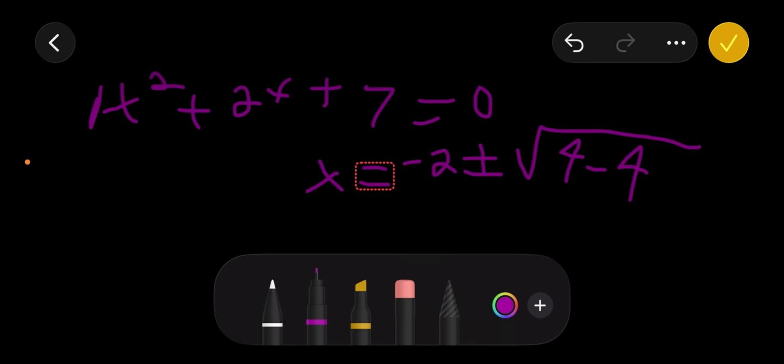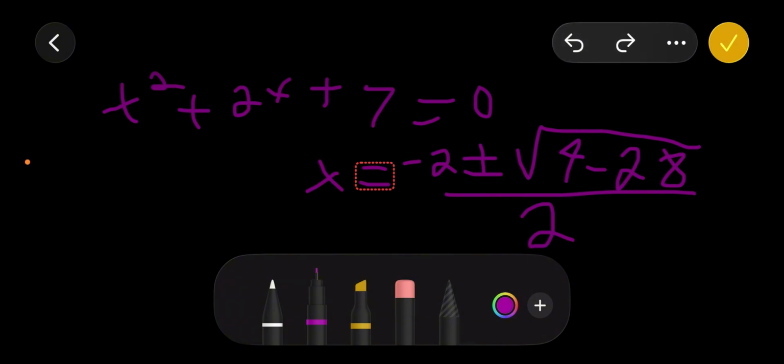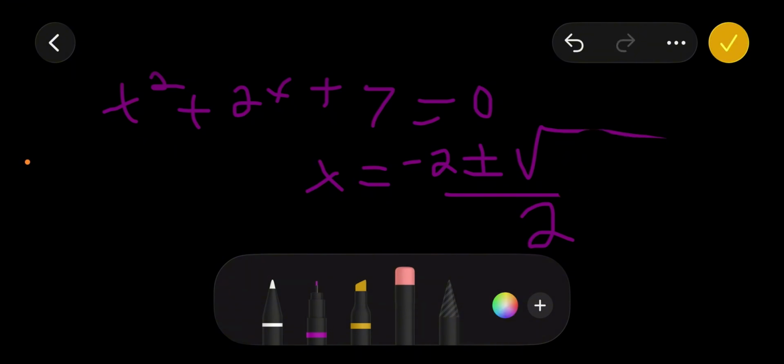And 4 times 7 is obviously 28. 28 divided by 2a, or 2 times a, and a in this context is 1. So we have negative 2 plus or minus the square root of 4 minus 28, divided by 2. So we have the square root of negative 24. But remember, you might not know this, but square roots of negative numbers don't exist as real numbers. So there's no real solution for x.